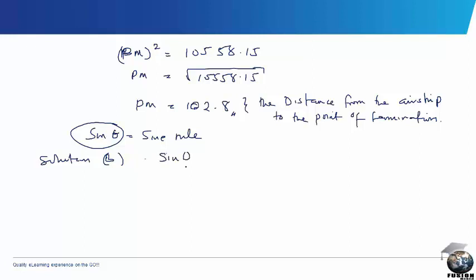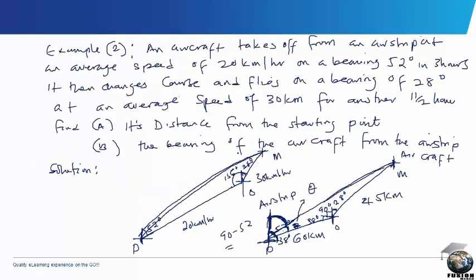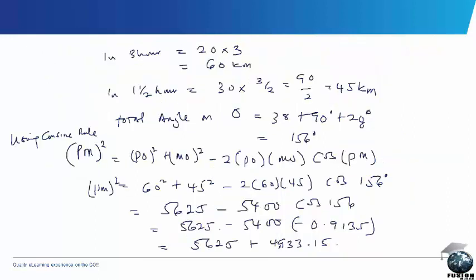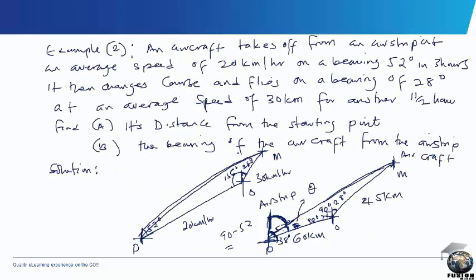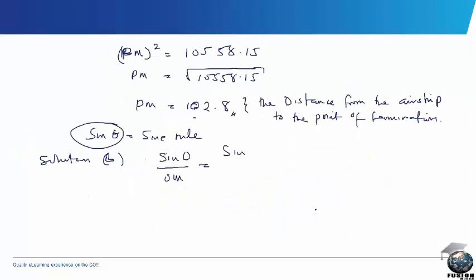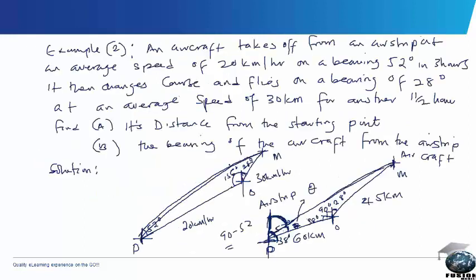So we can say that sine of P over the side OM is equal to sine of O over the side PM. Sorry, this is P, not O. Sine of P over the side OM, all over sine of O over the side PM.